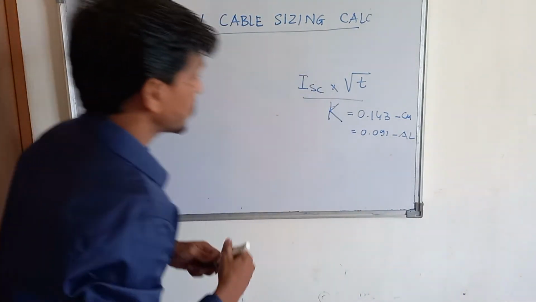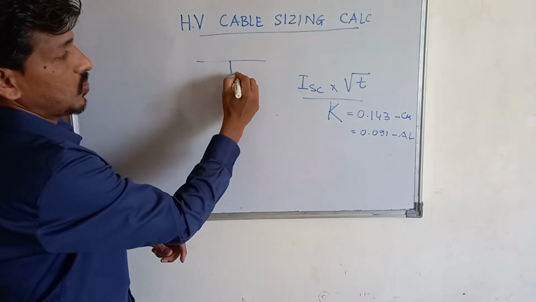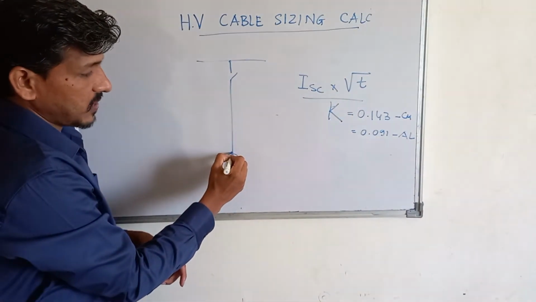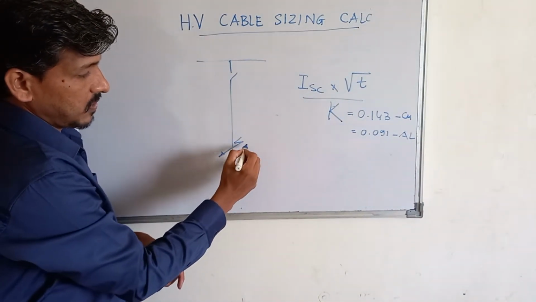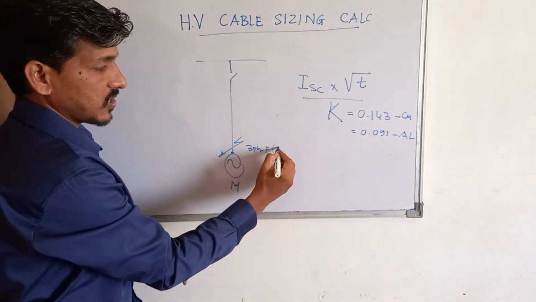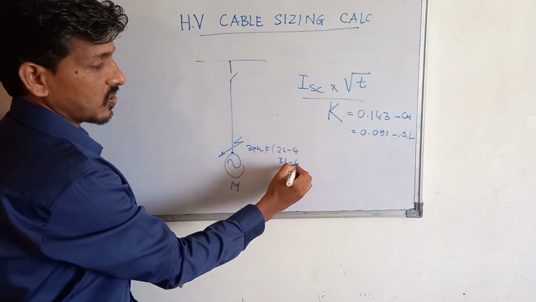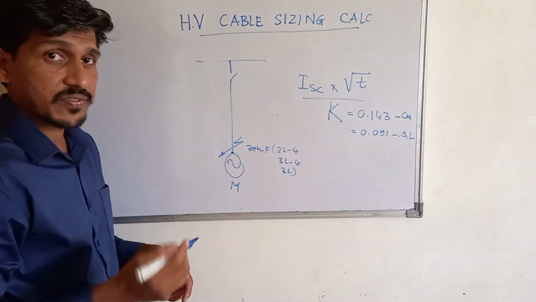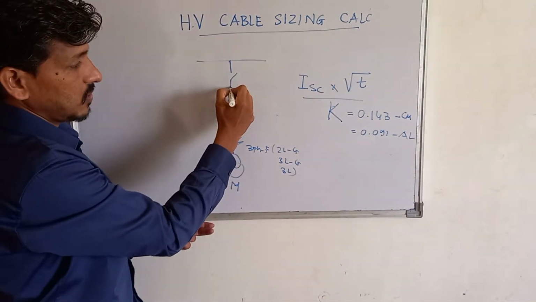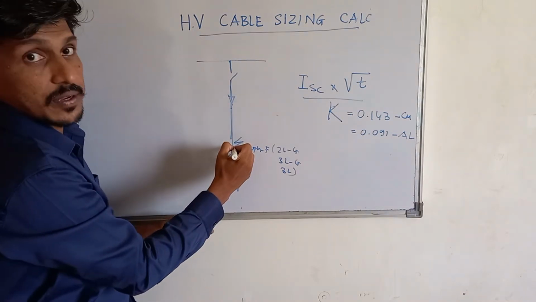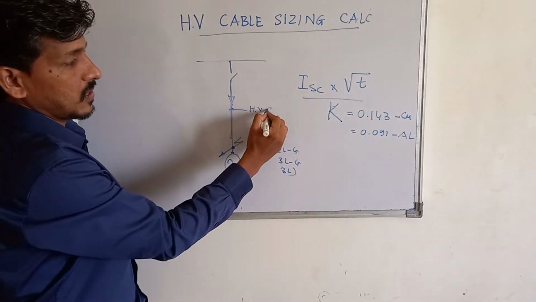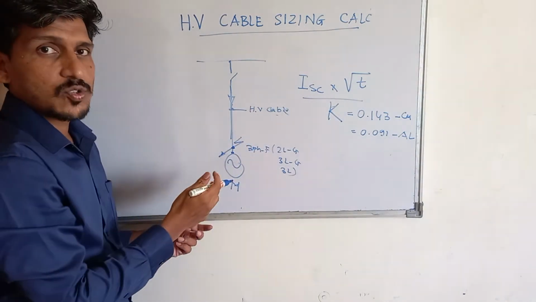Let's say in HV cable sizing, you are feeding one motor, and there is a fault at this point. Let's say a three-phase fault has occurred, or any asymmetrical fault, like a two-line to ground fault, or three-line to ground fault, or three-line fault. Any fault has occurred here. So what will happen in that case? Your fault current will start flowing at this point. In case of a fault condition, this is your HV cable, and this cable has to bear that fault.